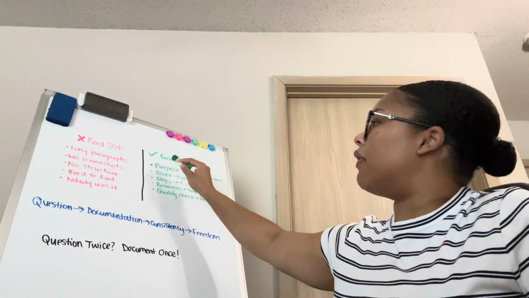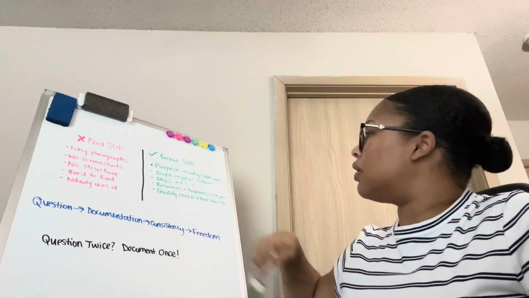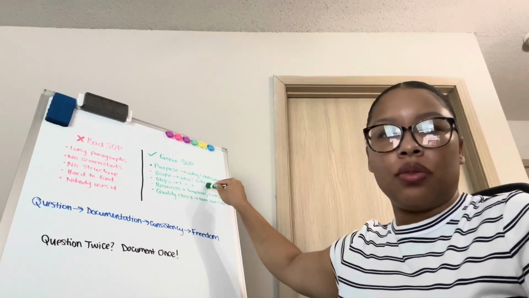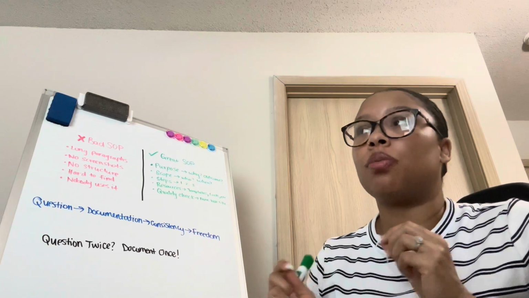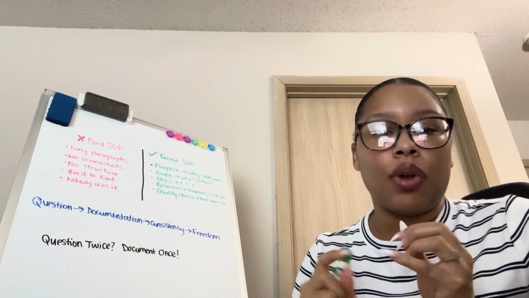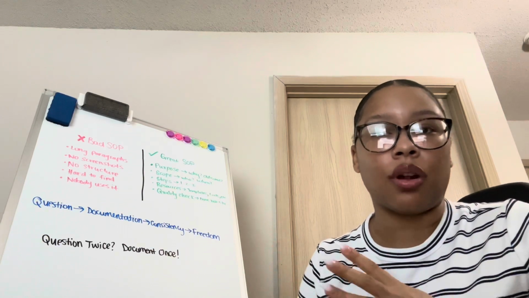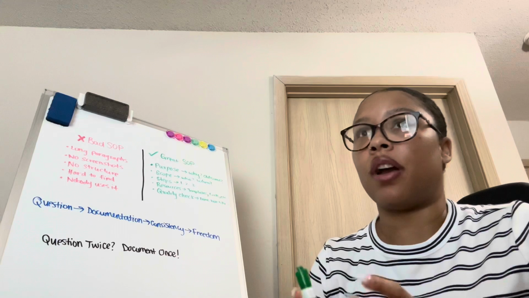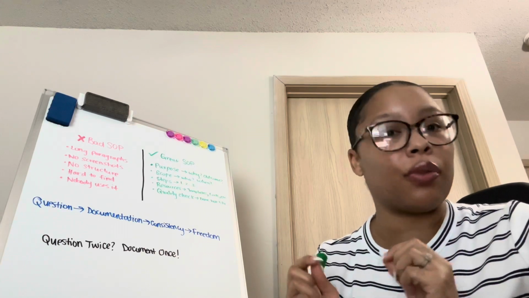The second element of a great SOP is scope. Who owns this process? When should this SOP be used? When should it not be used? Clear boundaries are going to prevent confusion. When ownership and expectations are unclear, that's when tasks are going to start falling through the cracks. And that's when the founder or the CEO is going to become the default person that is responsible for everything.